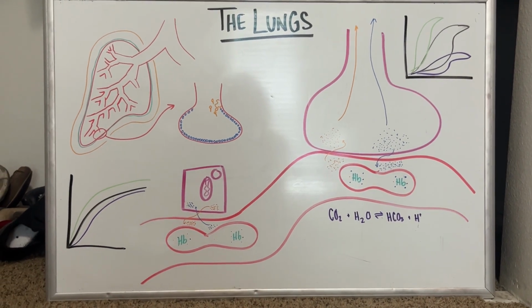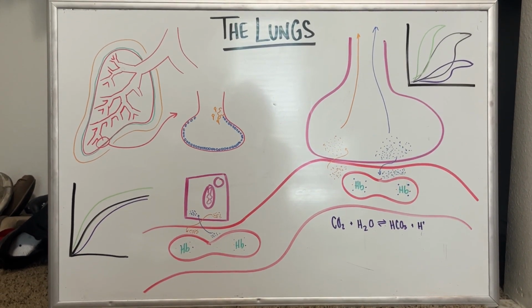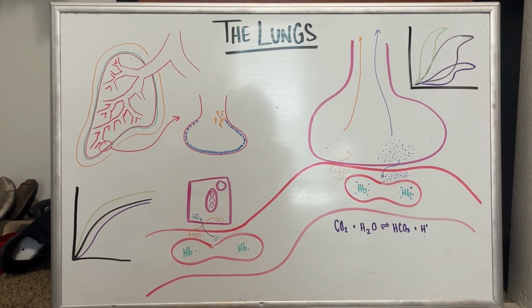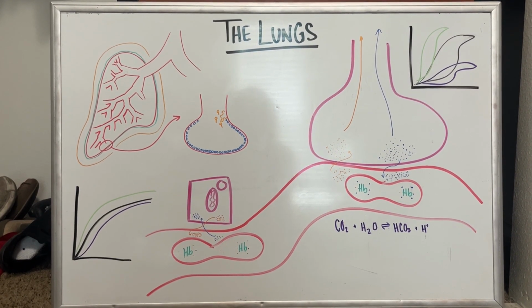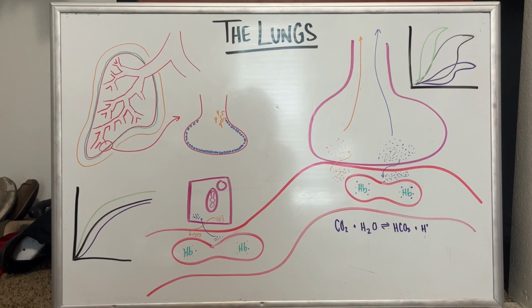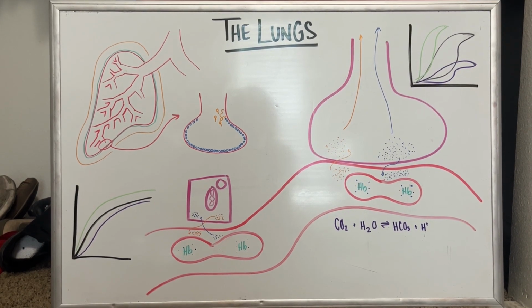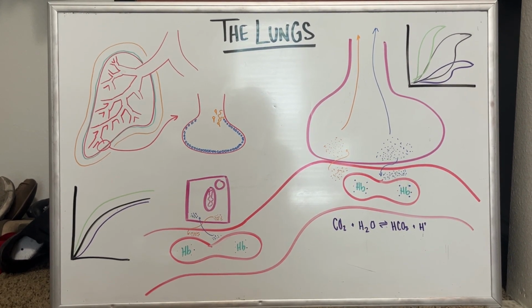Fetal hemoglobin has a greater affinity for oxygen than adult hemoglobin. This is partly because it lacks the ability to bind 2,3-BPG, allowing it to efficiently grab oxygen from maternal blood and the placenta.